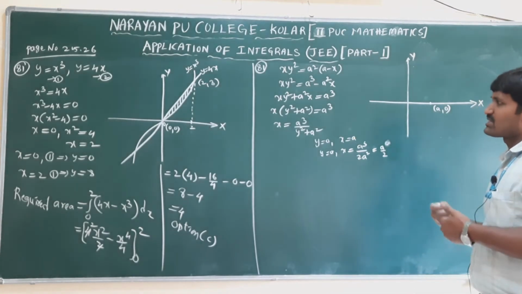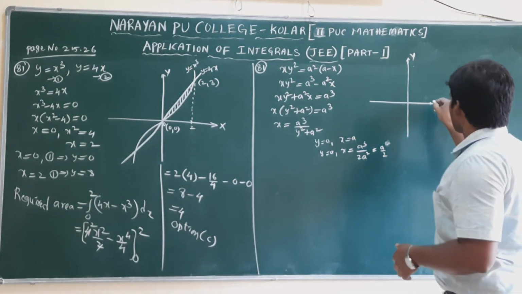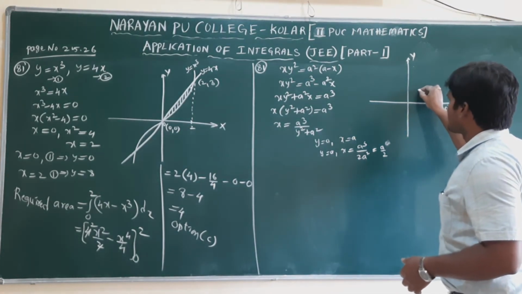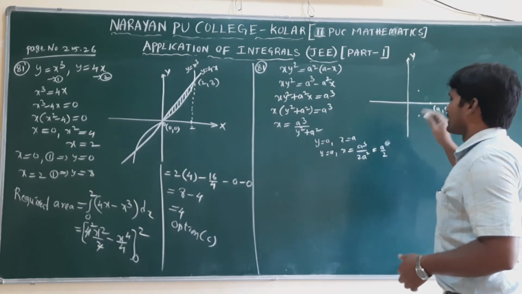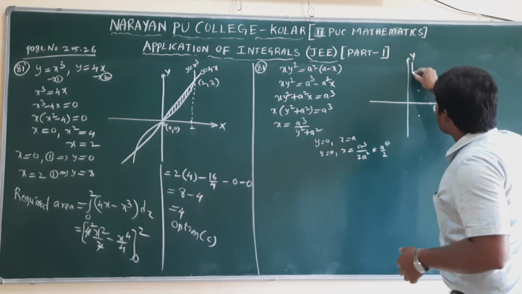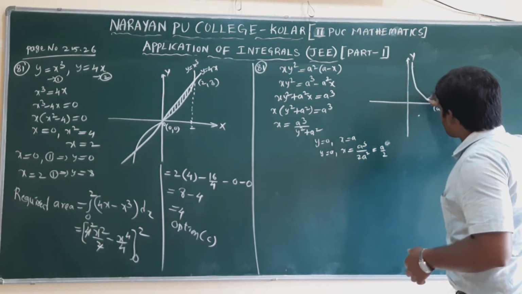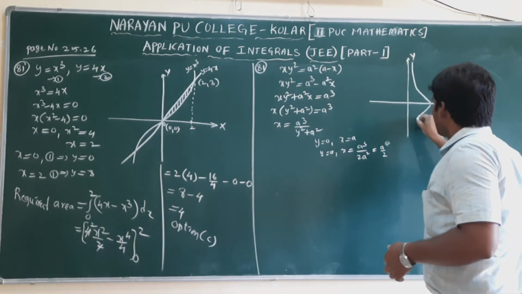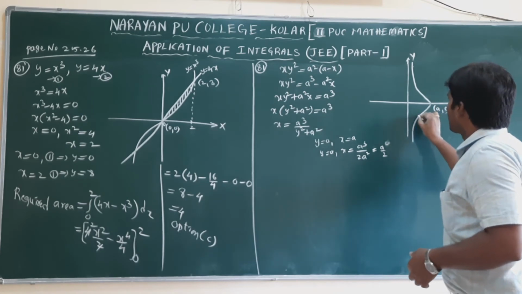Similarly, if we take negative values, the negative side will come into existence. So here, a by 2 means half of this, and here also we get half of this if you take negative side values. That's why the curve never crosses the y-axis.